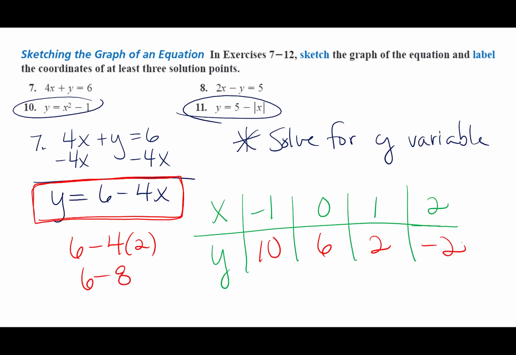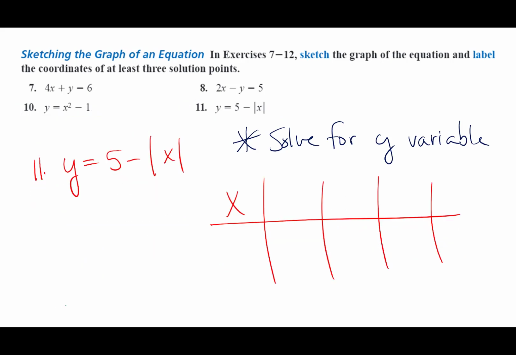I've already done some graphing on the previous page, so I'm not going to graph these ordered pairs, but now you have 4 ordered pairs: -1, 10; 0, 6; 1, 2; and 2, -2. Okay, let me show you one more on this video.